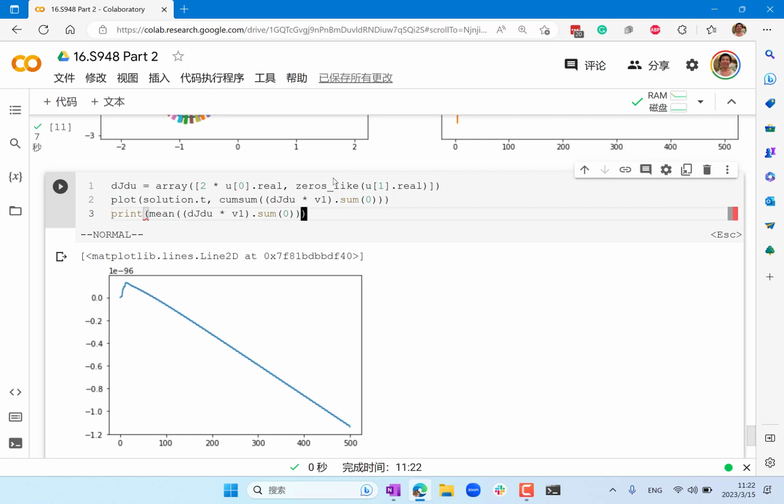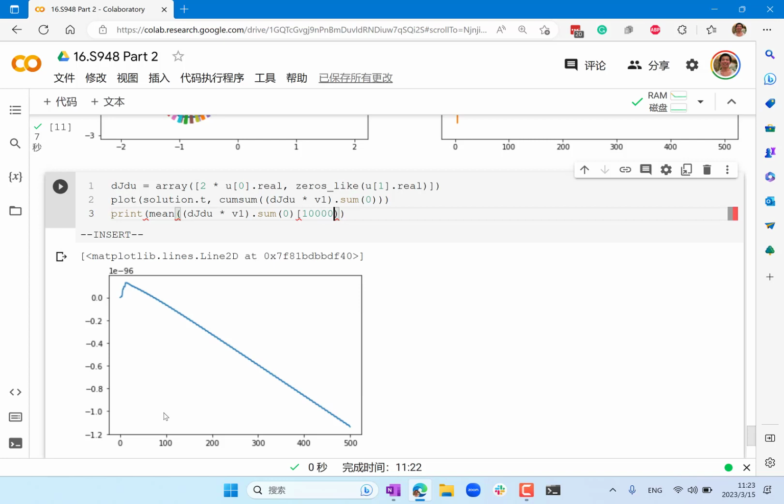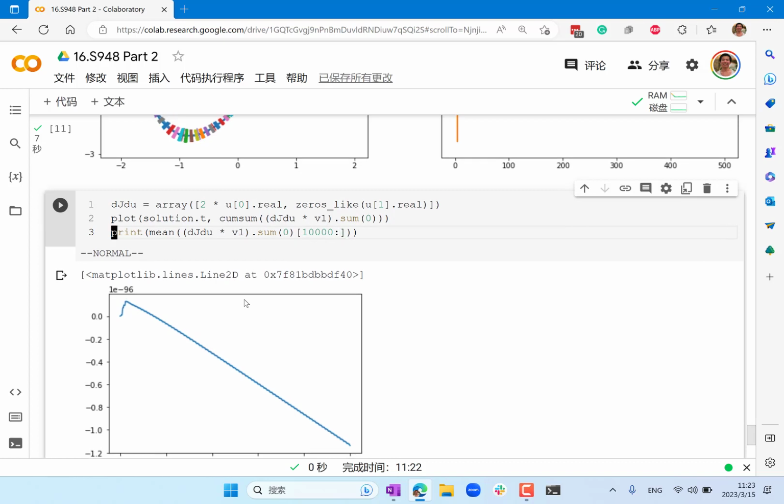But instead of just averaging that, let's actually skip the first part where the slope is not exactly linear yet. So let's skip the first 100 time units, right? Which for the time steps is skipping the first 10,000 time steps. So let's look at what the slope is.